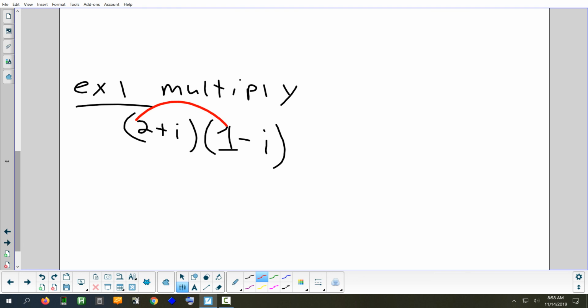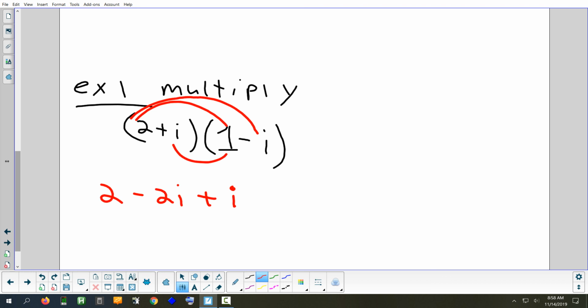So the first terms are 2 times 1. When I do 2 times 1, what do I get? I get 2. 2 times negative i? Negative 2i. Right, so that's the outer. Now we do the inner. What's 1 times i? 1i. So you can put 1i, or just i, same thing.